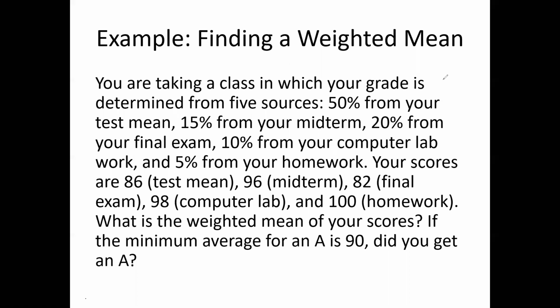You have all the notes, right? So you can read it completely. You are taking a class in which your grade is determined from 5 components. For example, 50% from your test mean, that means your tests, then 15% from your midterm, 20% from your final exam, 10% from your computer practicals, and 5% from your homework. Your scores are 86 for the first one, the test mean, then 96 for midterm, 82 for final exam, 98 for computer practical, and 100 for homework.